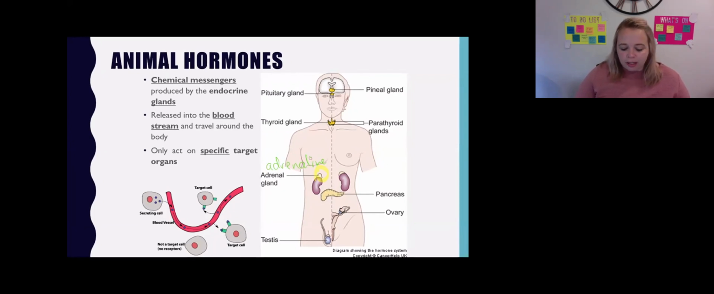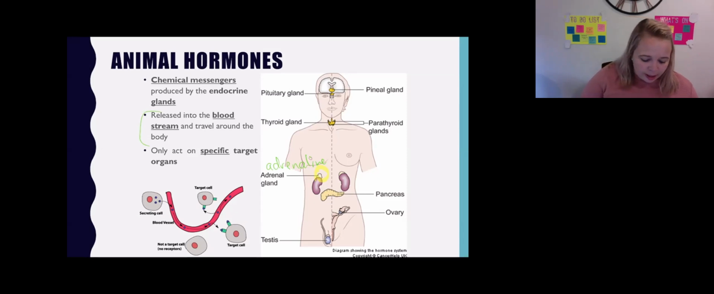So these chemical messages are produced by these glands, and you can see that the glands are all over the body. Now, they're not connected like a normal system. They require another system to be able to move around the body. They require the bloodstream. So they are released into the blood and they travel around the whole body, but they only act on their specific target cells.